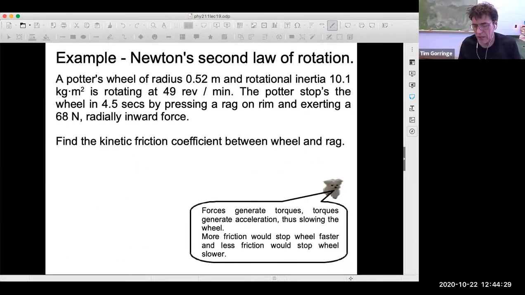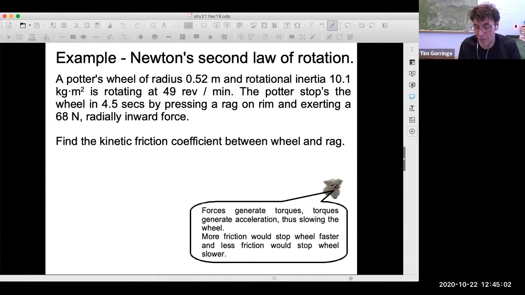Okay, so let's look at an example. Let's just get straight on, right? Let's not mess around. In this example, we've got a potter's wheel. We're told its radius, 0.52 meters. We're told its rotational inertia, 10 kilogram meters squared. And we're told it's rotating initially at 49 revolutions per minute, 49 turns per minute.